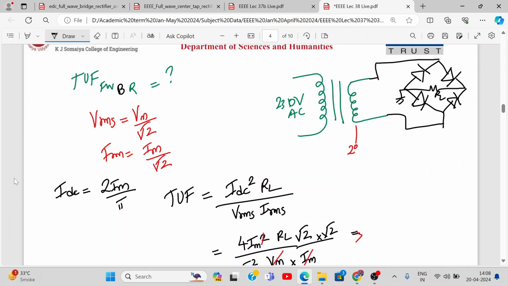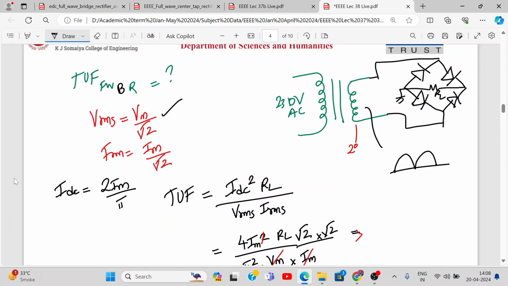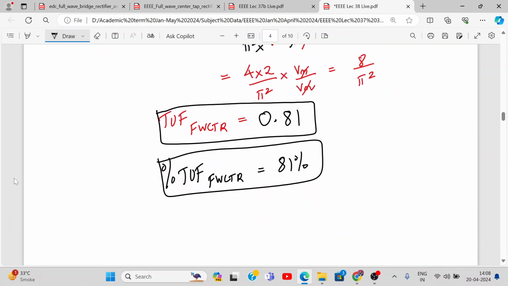At any one point of time, the secondary winding voltage will be Vm by root 2. Here, the value of the current which flows is like this nature, so that will be Im by root 2. So this is not for the full wave center tap, it is for the bridge rectifier. Extremely sorry for that. Bridge rectifier.